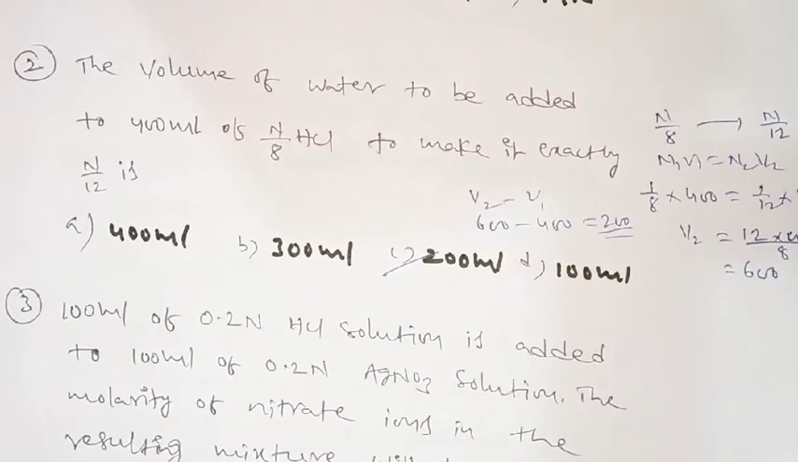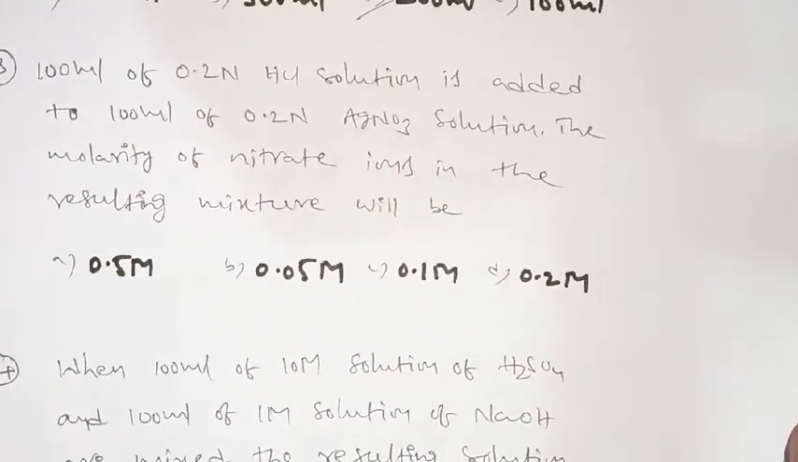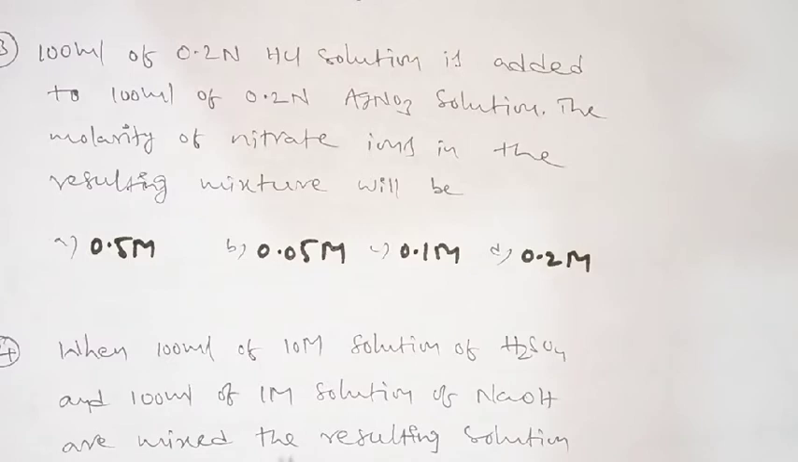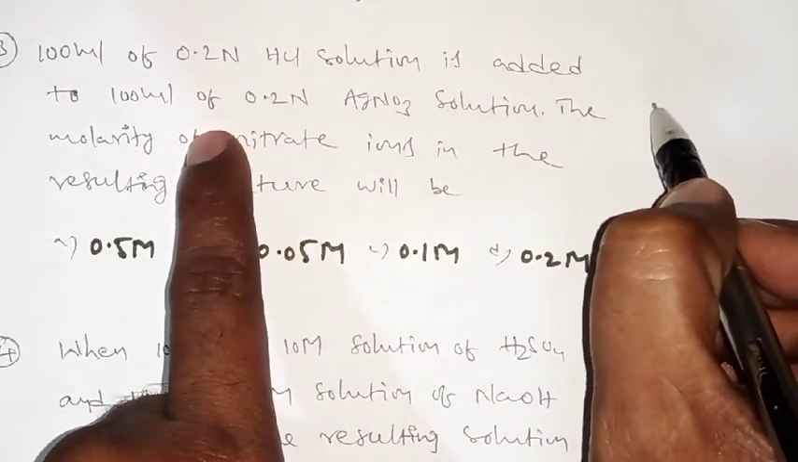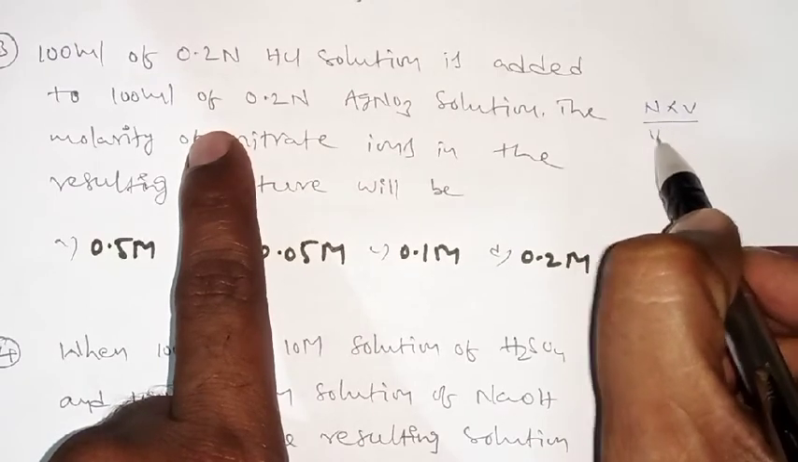Is it clear? Right. Look at the next question. 100 ml of 0.2N HCl solution is added to 100 ml of 0.2N AgNO3 solution. The molarity of nitrate ions in the resulting mixture is. See, HCl and AgNO3 are mixed, both volumes same, both normalities same. They asked only for the molarity of nitrate ions. So for nitrate ions, we take normality into volume by V1 plus V2.